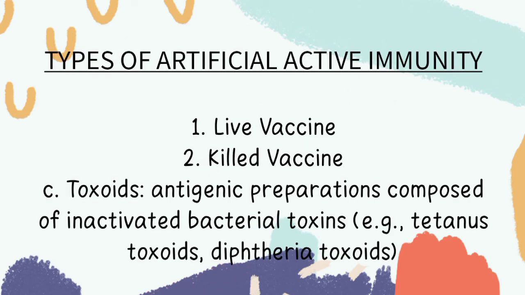Types of artificial active immunity. We have the live vaccine and the killed vaccine. The live vaccine means that in the tube where the vaccine is kept, the microbes are still alive. For instance, if you are being given the COVID-19, polio, chickenpox or any vaccine, that particular virus that they want to fight will itself be in that vaccine.